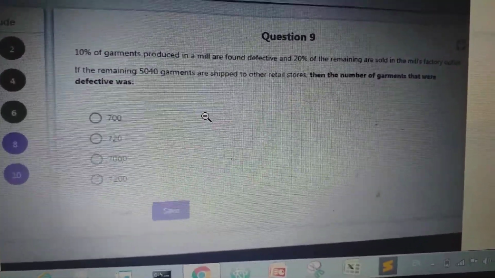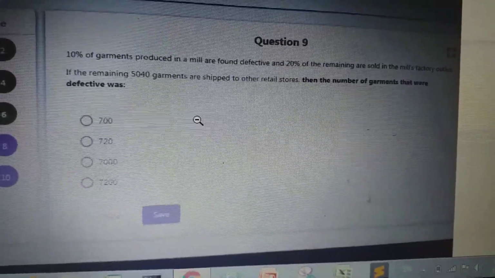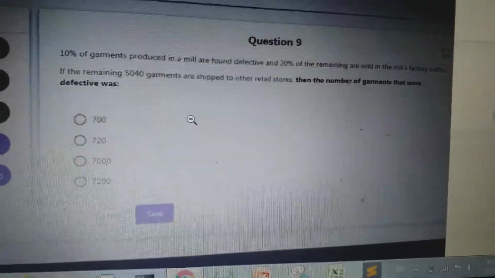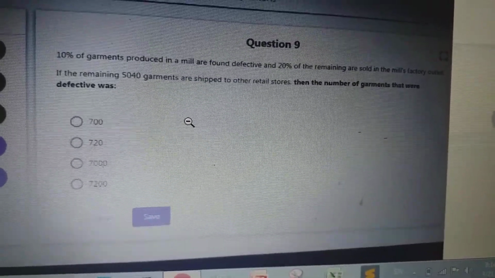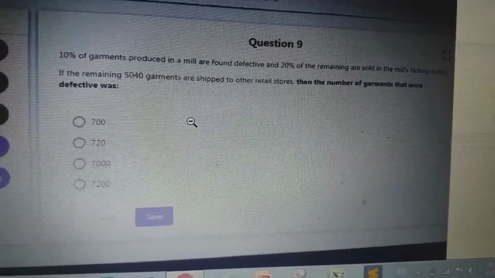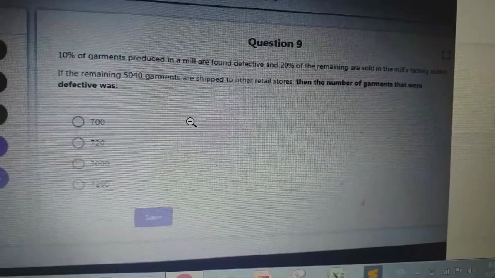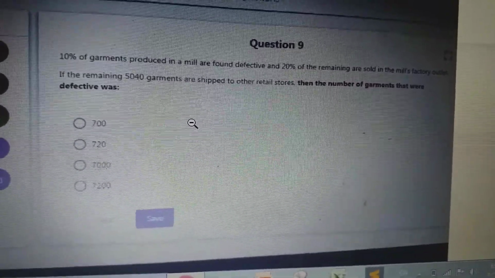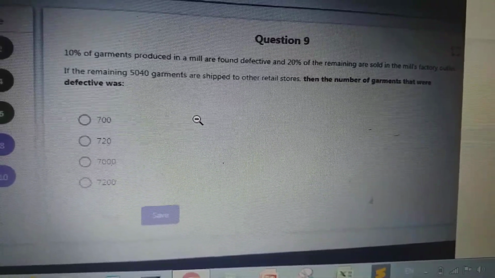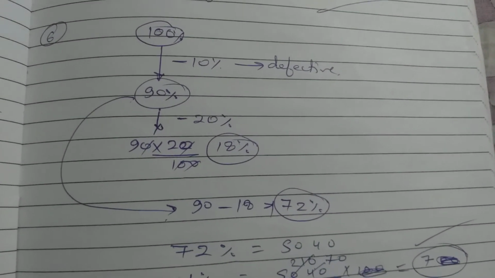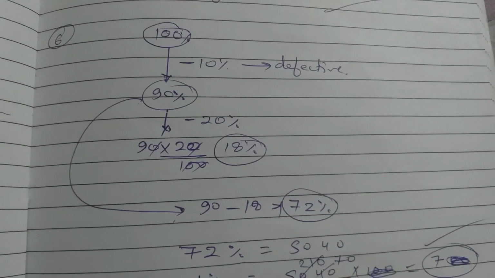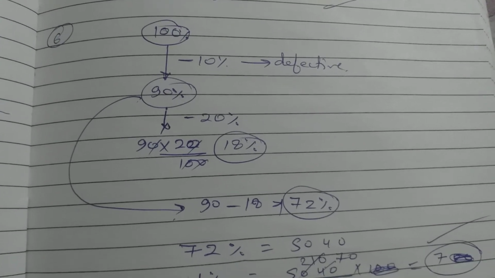So let's start with this question. 10% of garments produced in a mill are found defective and 20% of the remaining are sold in a mill factory outlet. If the remaining 5040 garments are shipped to other retail stores, the number of garments that were defective was... So let's start solving it. You can pause the video and see the question. First you should try, then you can see the answer.